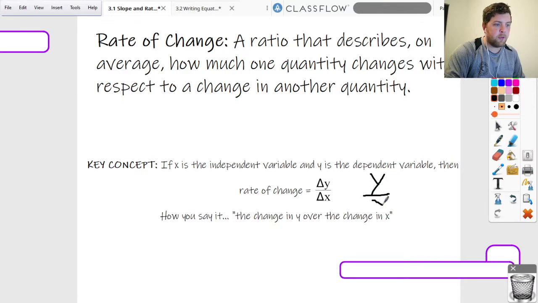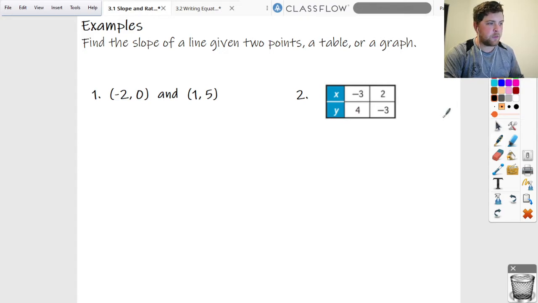The number one mistake we see, especially on this unit, is flip-flopping the y and the x and doing x over y. We want to always do the change in our y over the change in our x. Okay, so some examples. We're going to find the slope given 2 points, a table, and then also we'll eventually talk about a graph as well.